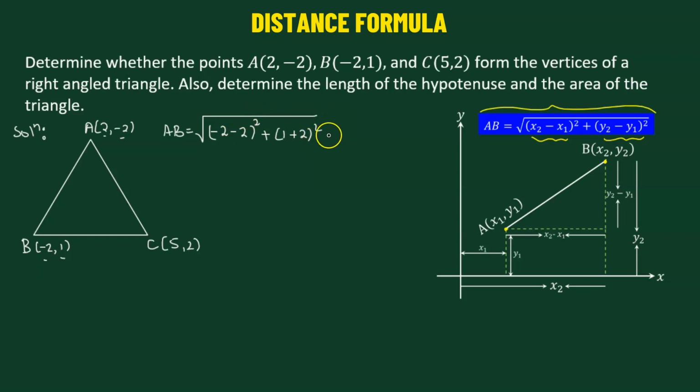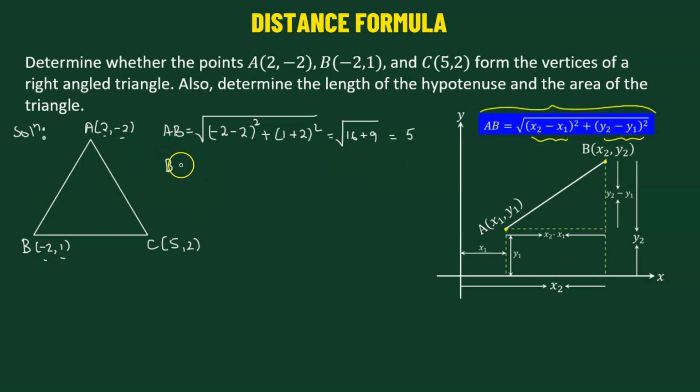So this will be equal to the square root of -4 squared, which gives us +16. This is added to 2 plus 1, that's 3. 3 squared is 9. So 16 plus 9 is 25. The square root of 25 comes out to be 5. Now AB has a length of 5 units.